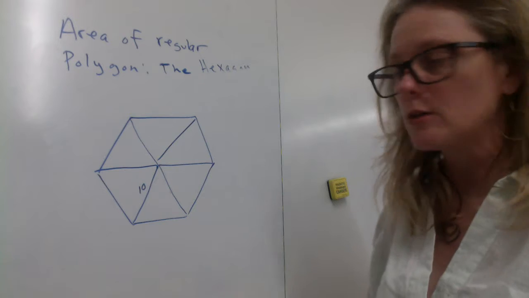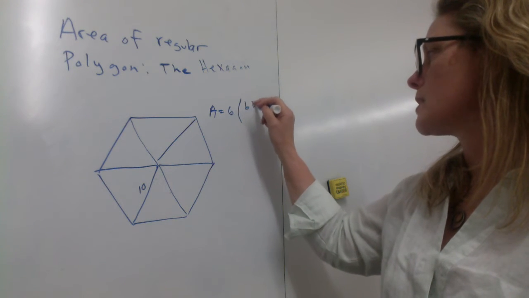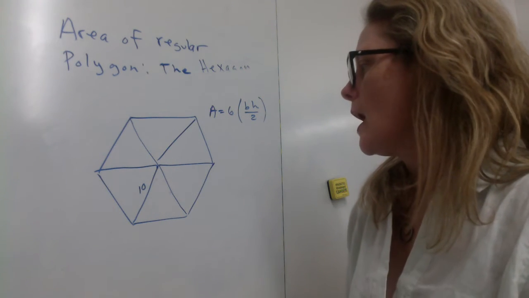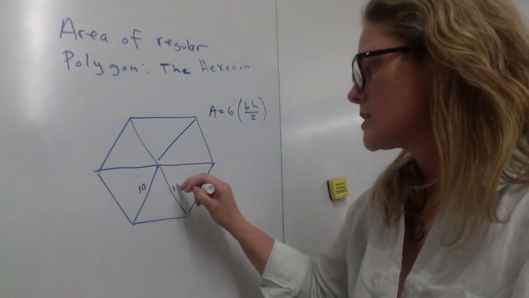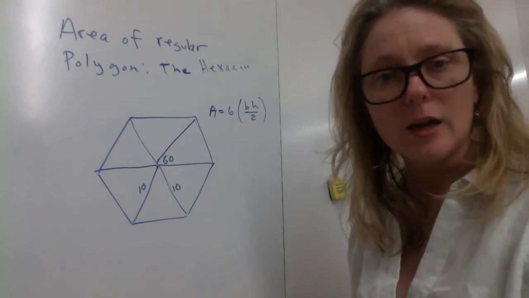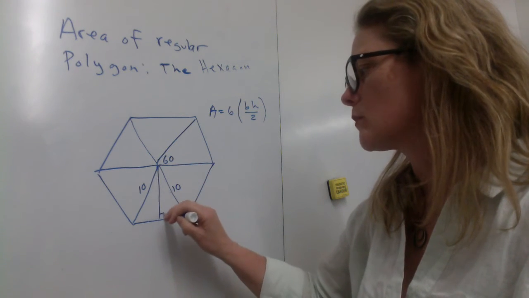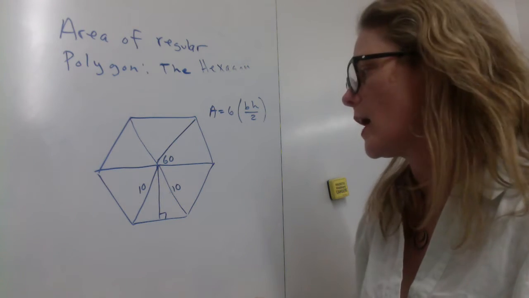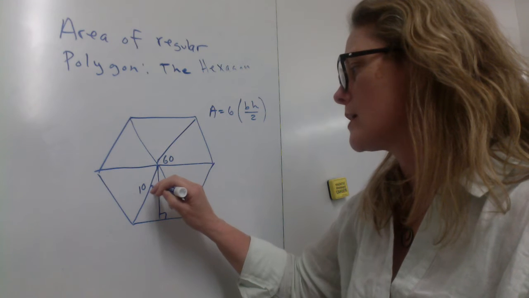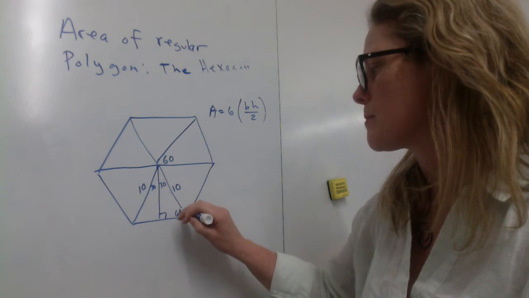Again, I have 6 triangles, so I'm going to write area is going to be 6 times base times height divided by 2. Okay? And I know that this is 10. I know that that's 10. We already know that each of these angles is 60. I'm not going to write them all in. But that's 60, but I know the height, or the apothem, is going to divide it into 2 equal pieces. So that is going to be 30 degrees, and that is going to be 30 degrees. Okay, that makes that 60.